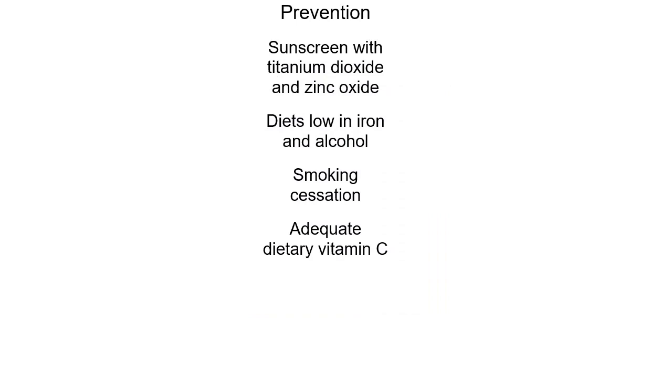Porphyrins absorb energy from the long ultraviolet and visible light waves so that sunscreens must contain ingredients that either scatter or block long ultraviolet and visible light rays. Barrier sunscreens with titanium dioxide and zinc oxide are recommended.